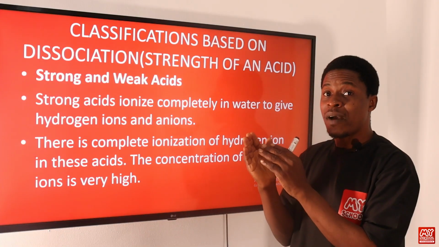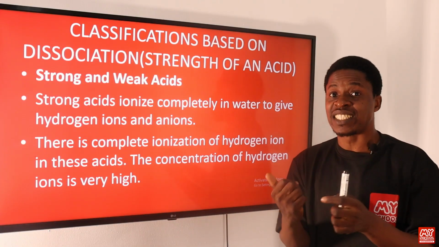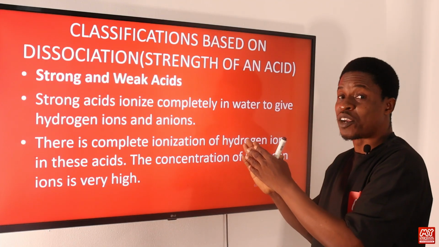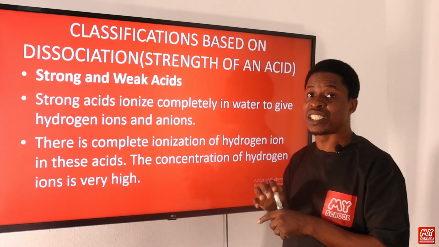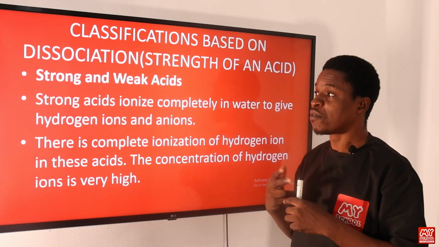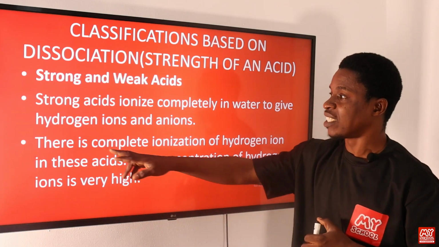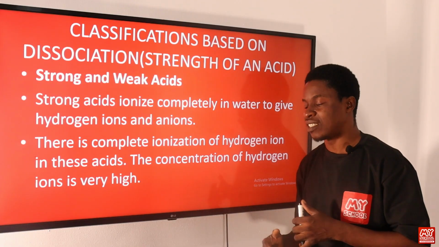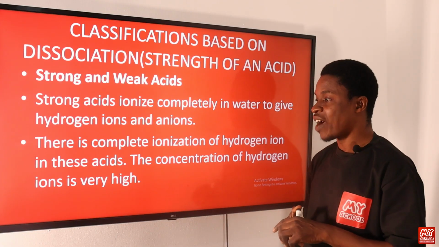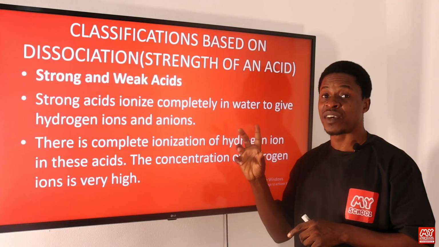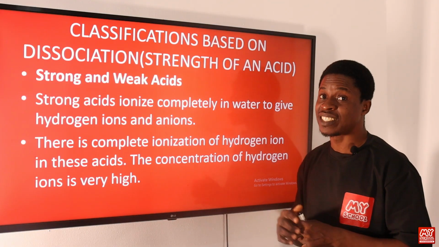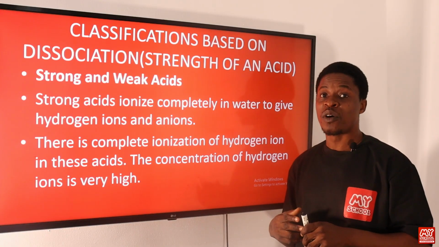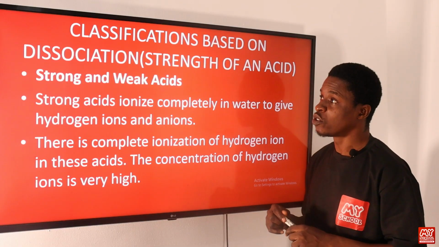There will be no hydrogen that is left. All the hydrogen that is there will be separated, while the other anion will also be separated. That's how you can differentiate a strong acid. There is complete ionization of hydrogen ion in these acids. The concentration of hydrogen ions is very high in strong acids. So strong acids are acids that dissociate completely or ionize completely when dissolved in water. Let's move on to the next slide now.